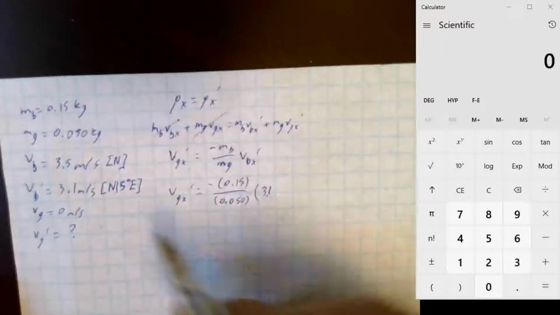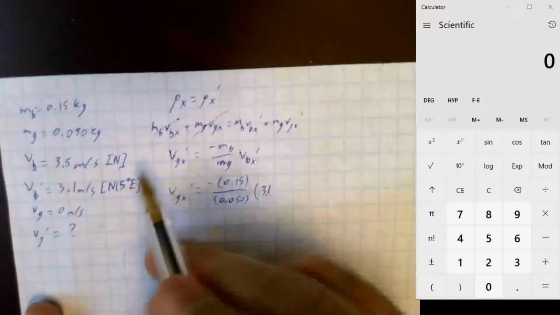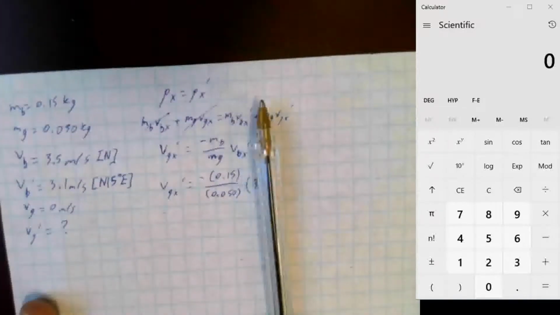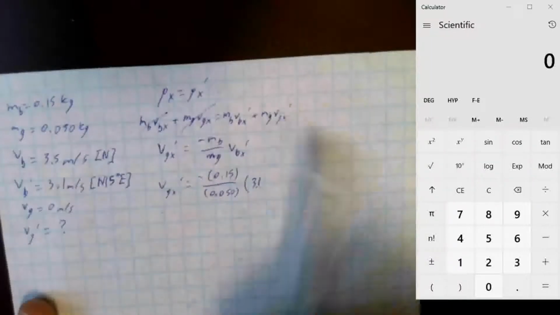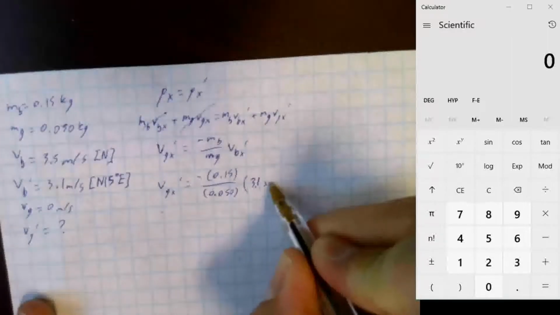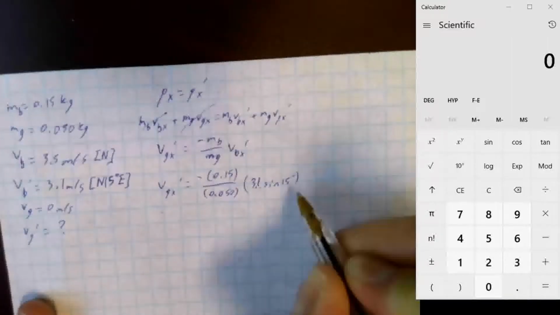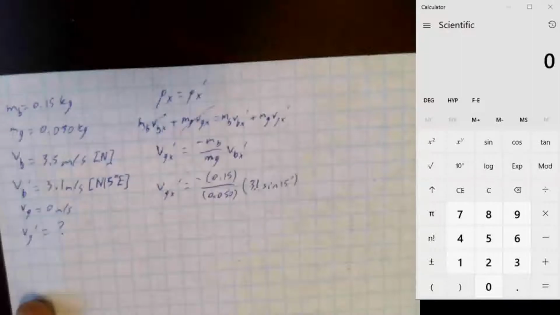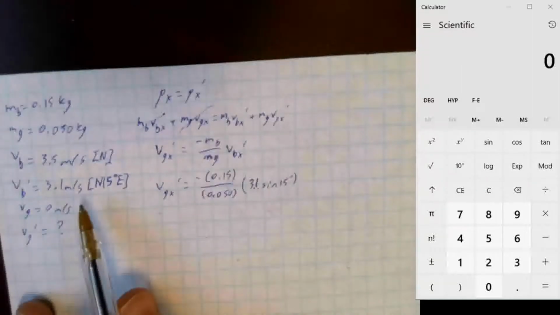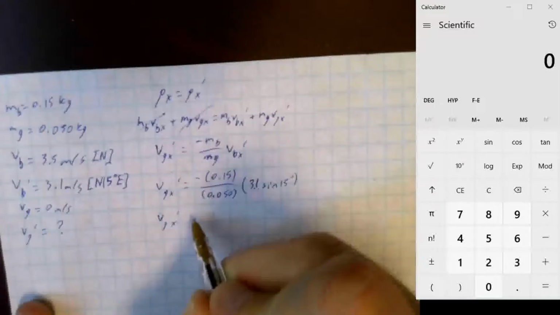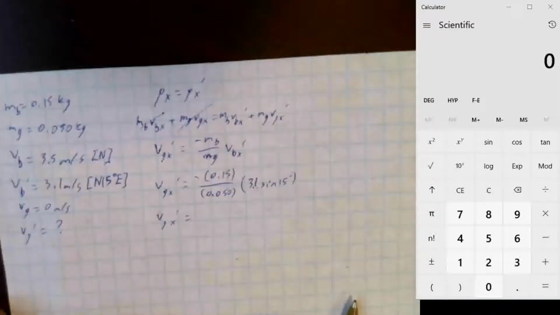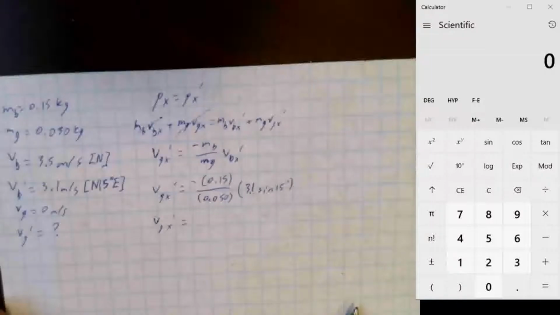So it's 15 degrees, so it's kind of like 15 degrees off this way. To find out my x component, I'd have to do the sine of 15. That will give me my x component of this value. And my v_gx then should be, just a second here.